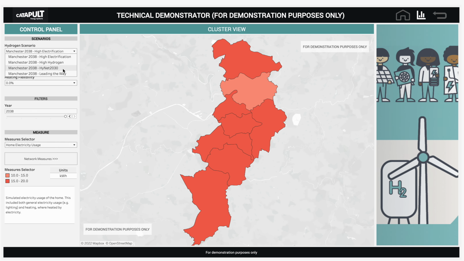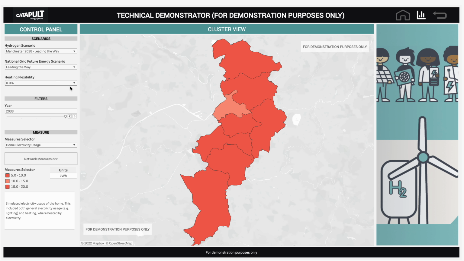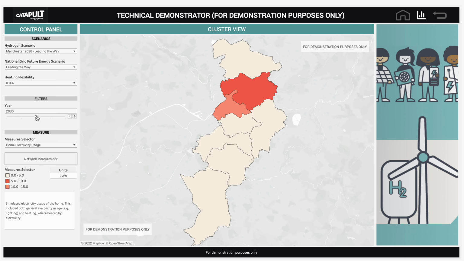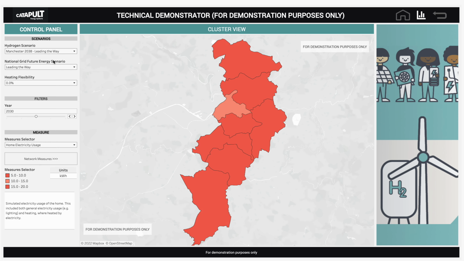With leading the way, it's more about the heat being electrified. With high net, there's still electrification of heat, but there's also other demand sources, things like electric vehicles. So you can see the patterns are slightly different for these different scenarios.